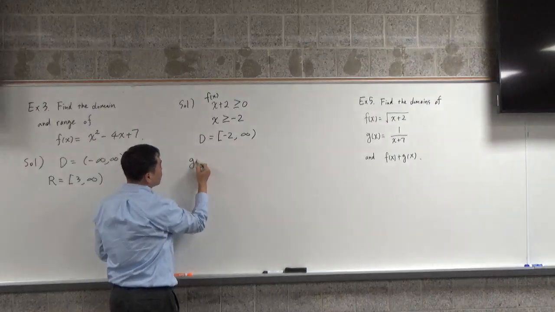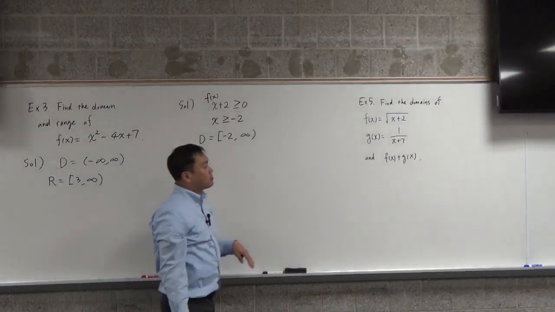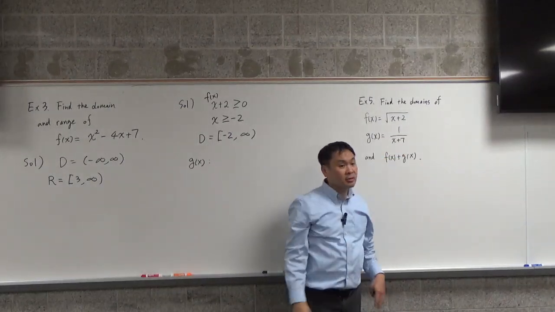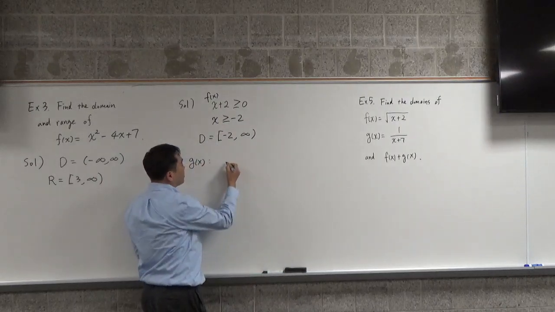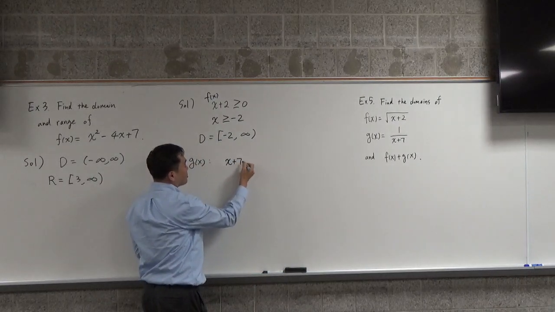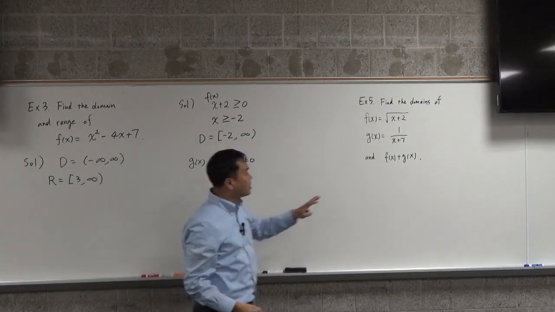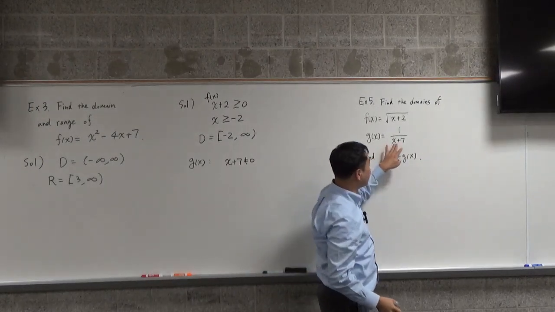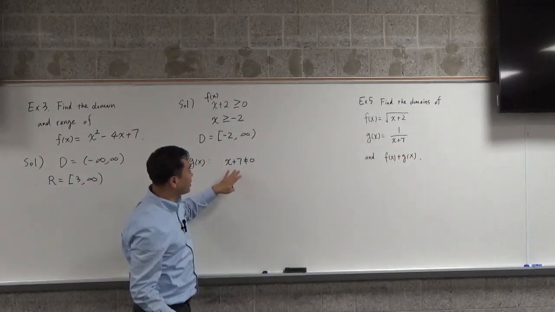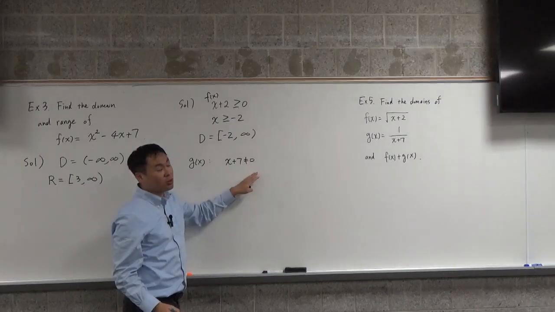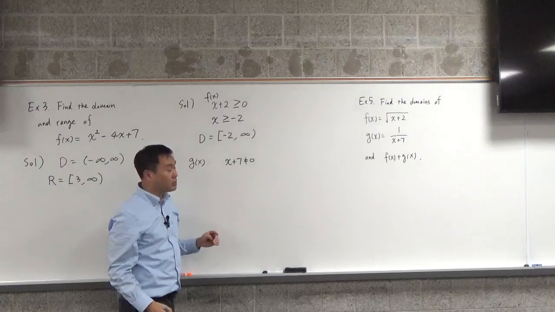Now for the g of x, what's not allowed in the denominator? Negative 7. So you have x plus 7 can't be 0, right? You can't have x as negative 7 for the denominator because negative 7 plus 7 will give you 0. Another way to say it is you can't have x plus 7 as 0. X plus 7 should be non-zero because that's the denominator.